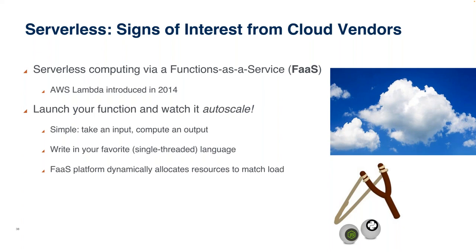So what's the idea? You write a little function, say in JavaScript or Python, your favorite language, and you launch it up into the cloud. What's a function? It's something that takes an input, produces an output. Put this thing in the cloud, and a platform for FaaS will auto-scale for you to allocate resources dynamically to match your usage. So if you have a million users who want to run your function, it'll run on lots of computers. If you have no users using your function right now, it won't use any compute, and it'll essentially bring your cloud bill down to zero.